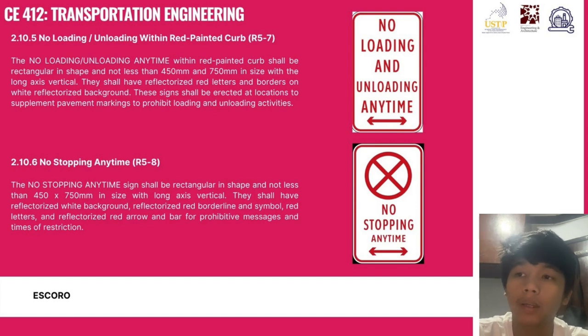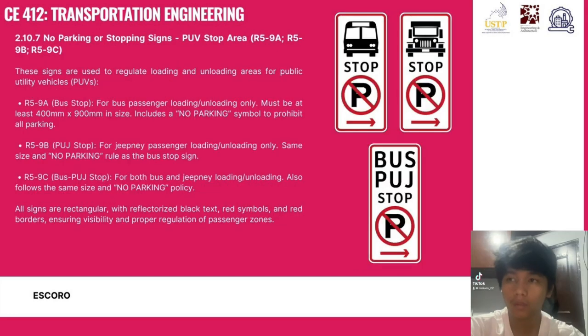Next is 2.10.6, the no stopping anytime sign. So this sign shall be rectangular in shape and not less than 450 by 750 mm in size with long axis vertical. They shall have reflectorized white background, reflectorized red border line and symbol, red letters, and reflectorized red arrow and bar for prohibitive messages and times for restriction. So for 2.10.7, the no parking or stopping signs for PUV stop area.